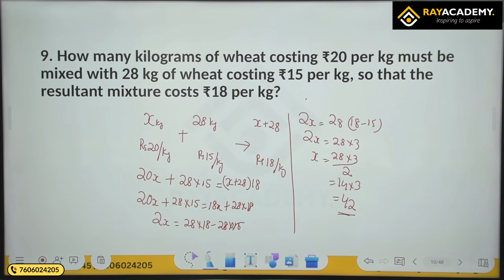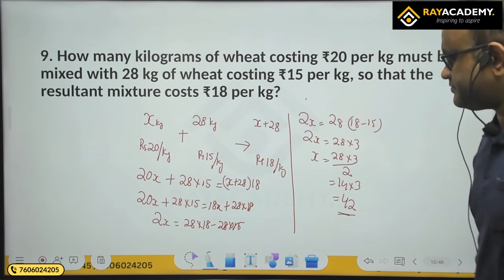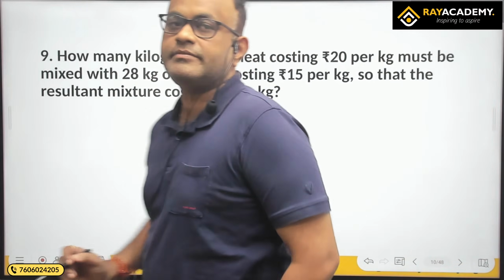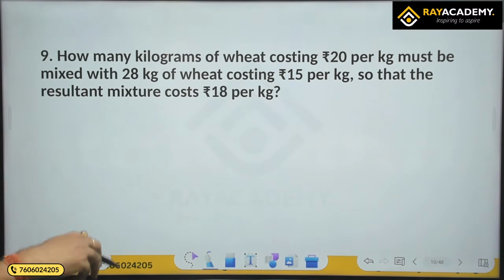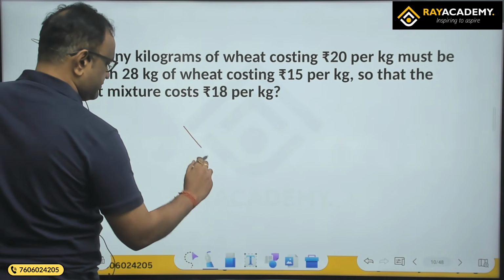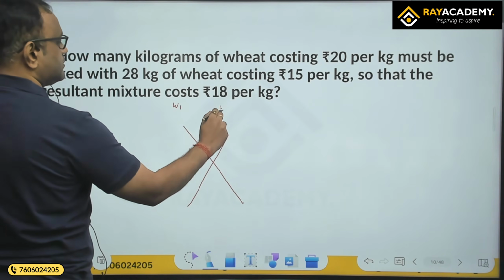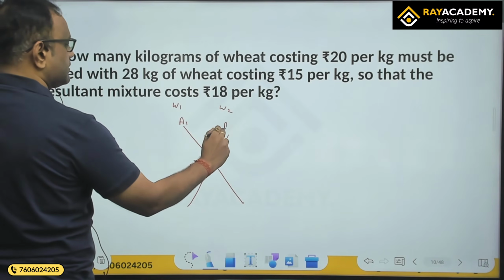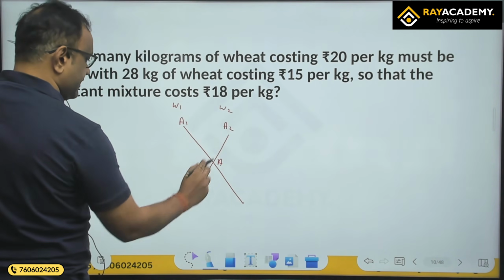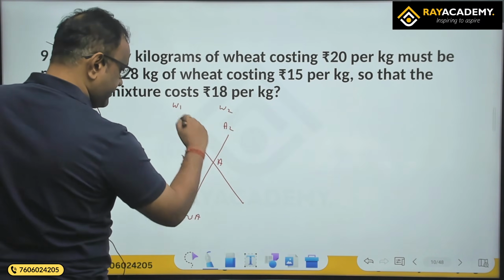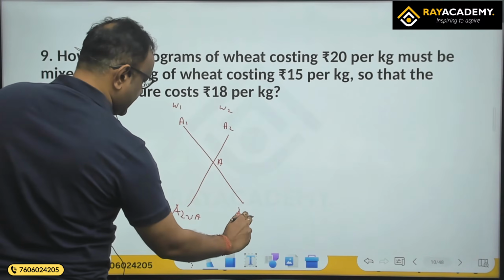Okay, so I hope there is no doubt here. Then we can do this by the alligation method also. In the alligation method, we draw the diagram, so that it is very easy. We have W1, W2, A1, A2, A, and along this line A2 minus A, and along this line A1 minus A.